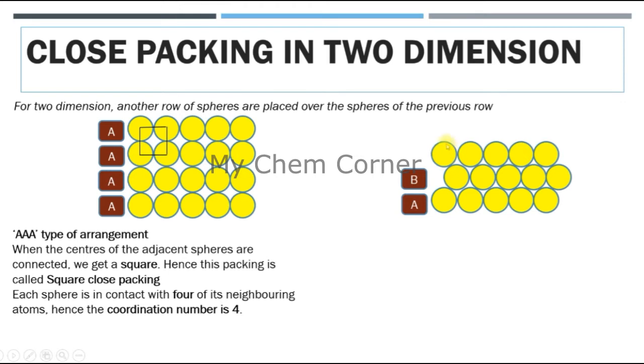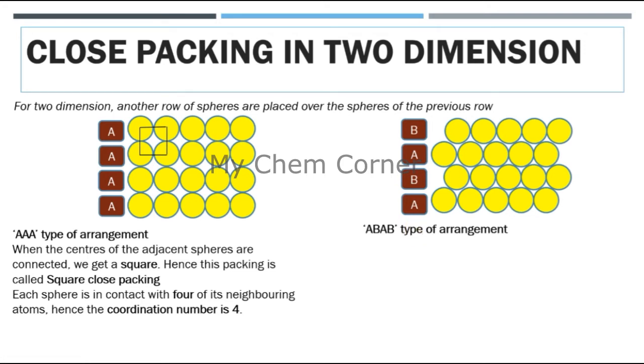Now when I compare the third layer with the first layer, their arrangements are the same. So that layer is going to be named the same as the first layer. Now on the third layer, when I place another layer in the depression of it, it's going to give me a layer similar to the second layer here. So here I'm going to name this as B because it is similar to the second layer. So here what type of an arrangement am I getting? I'm getting AB type arrangement. Now in this case, I'm going to connect the centers of the spheres.